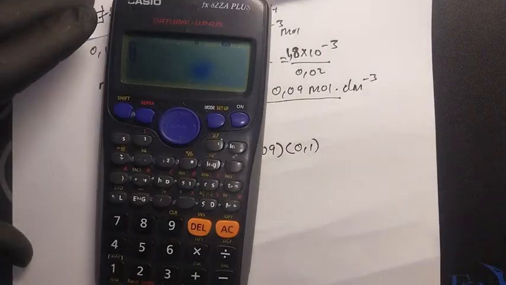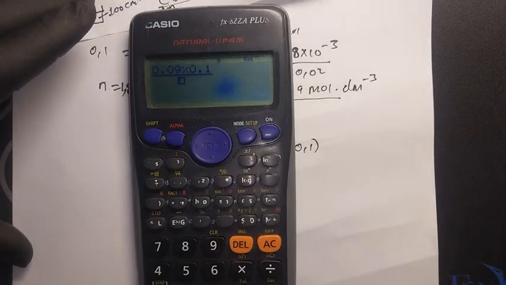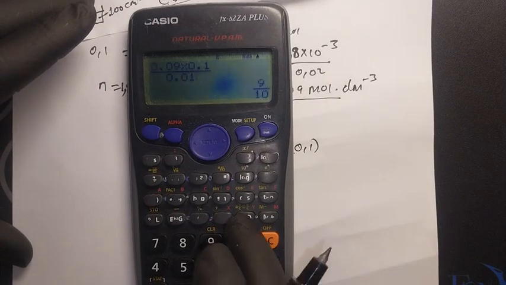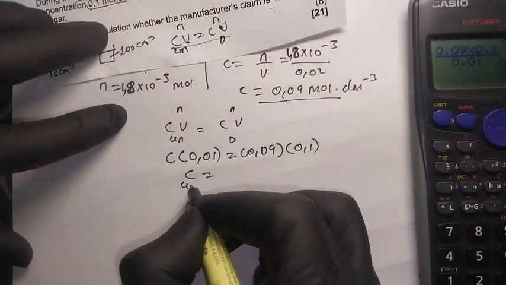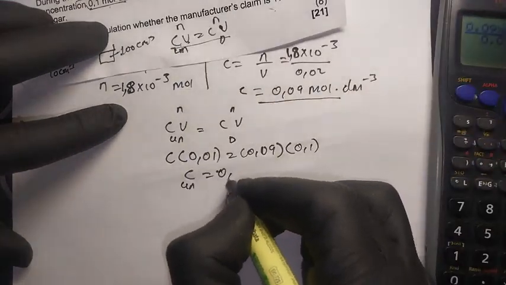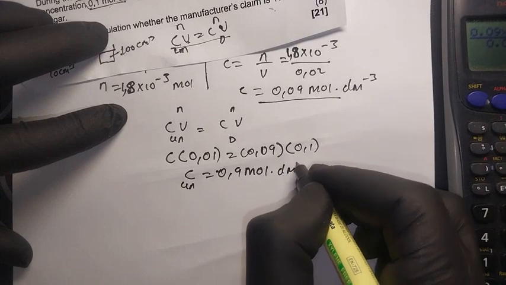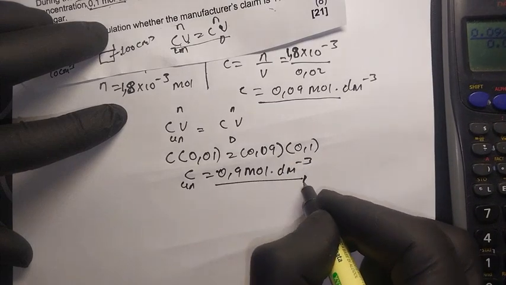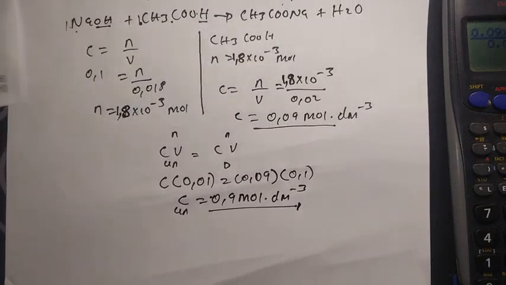You're going to say 0.09 times 0.1 over 0.01. You're going to find that the concentration for the undiluted is 0.9 mole per decimeter cube. Now we know the concentration of the undiluted. So what is our next job?